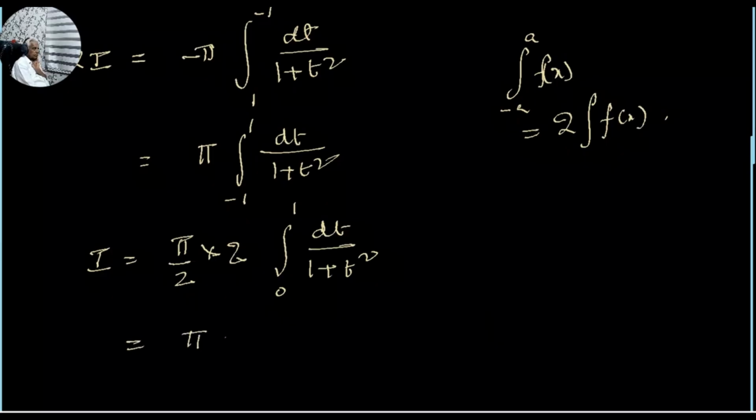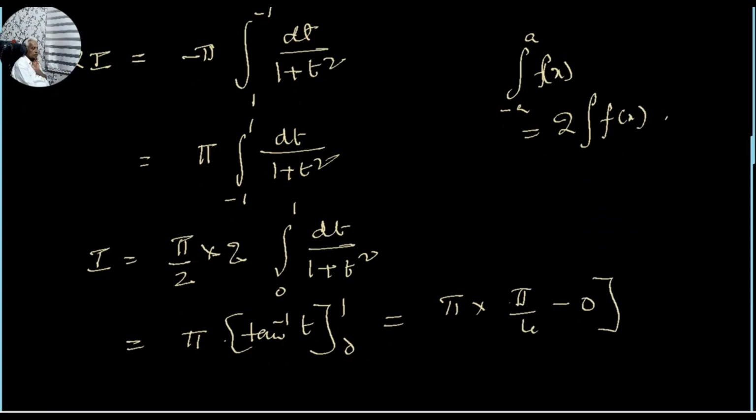That is pi times tan inverse t from 0 to 1. That is pi times pi by 4 minus 0 when you apply limits. And this becomes pi square by 4. This is the answer for this question.